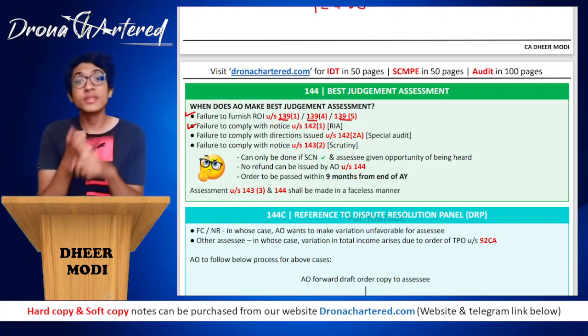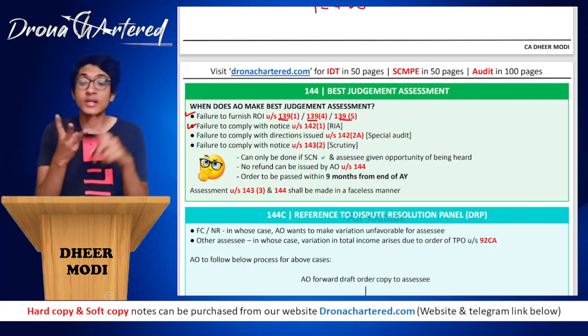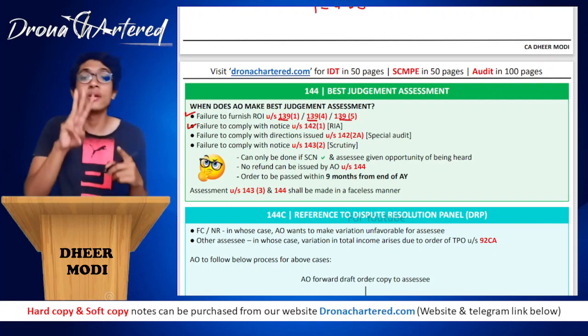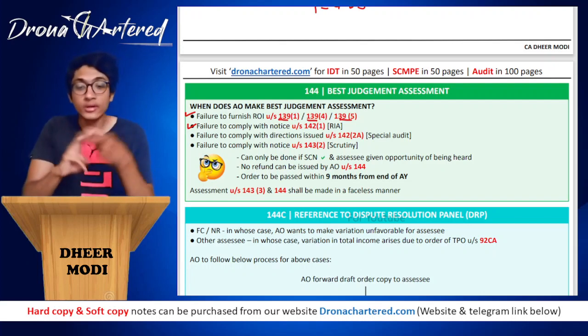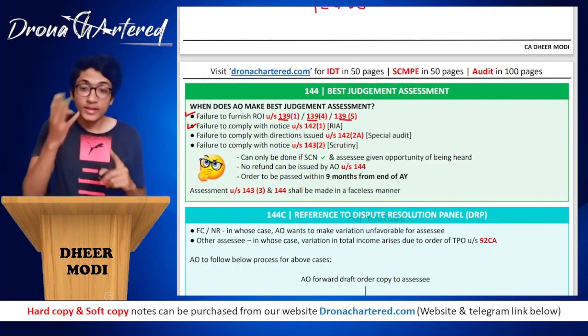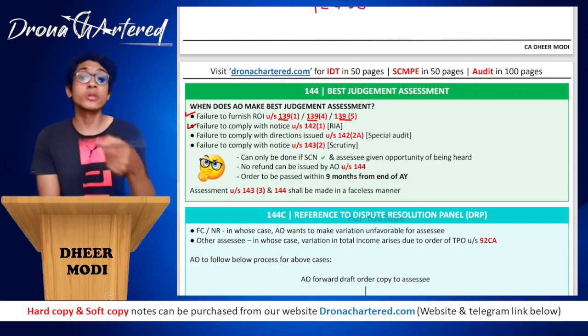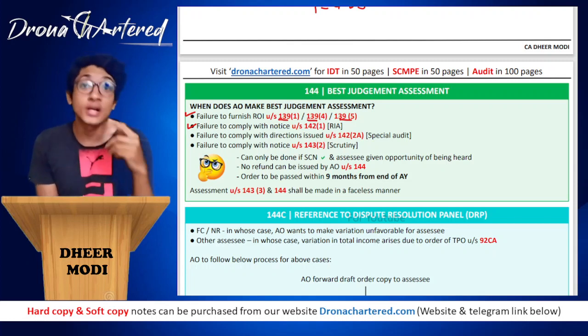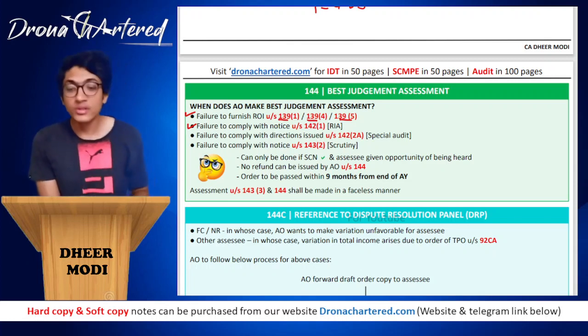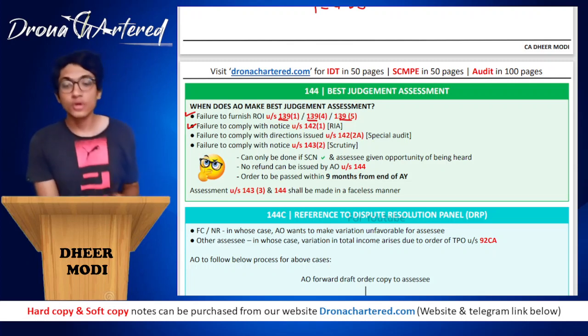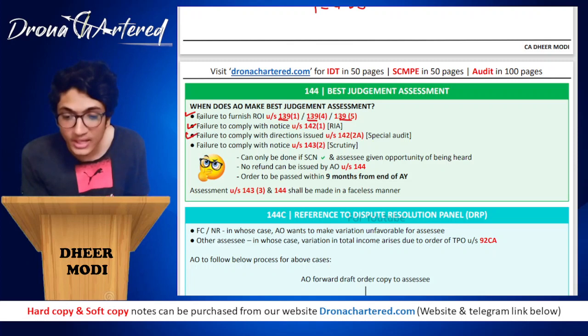So first is 139.1, 139.4, 139.5. This was with regards to your return of income. If you did not file your return of income, best judgment assessment. Then next, what did we do? Next, we did failure to comply with notice, that is your RIA wala notice. If any information, returns, or accounts that they asked you for have not been furnished to them, in such a case, they will do your 144, that is your best judgment assessment, BJA.